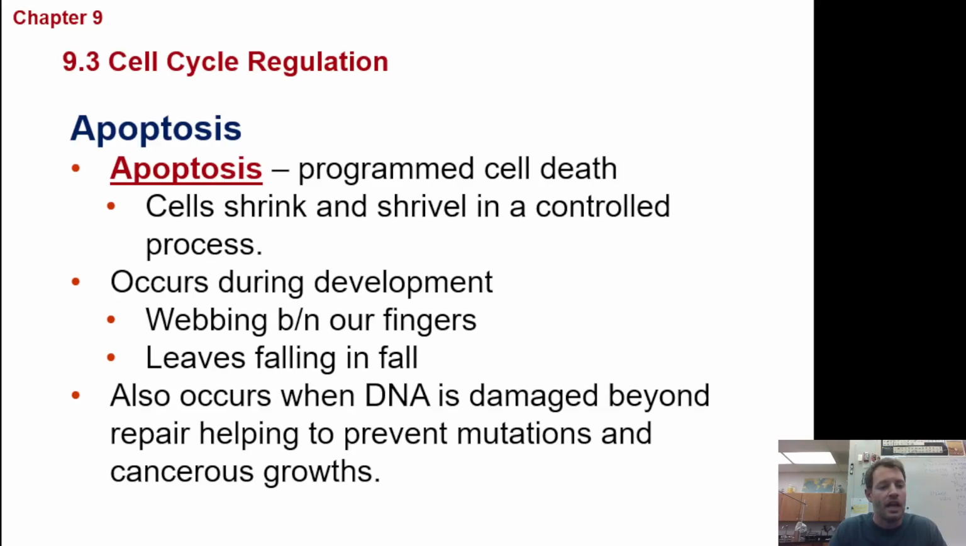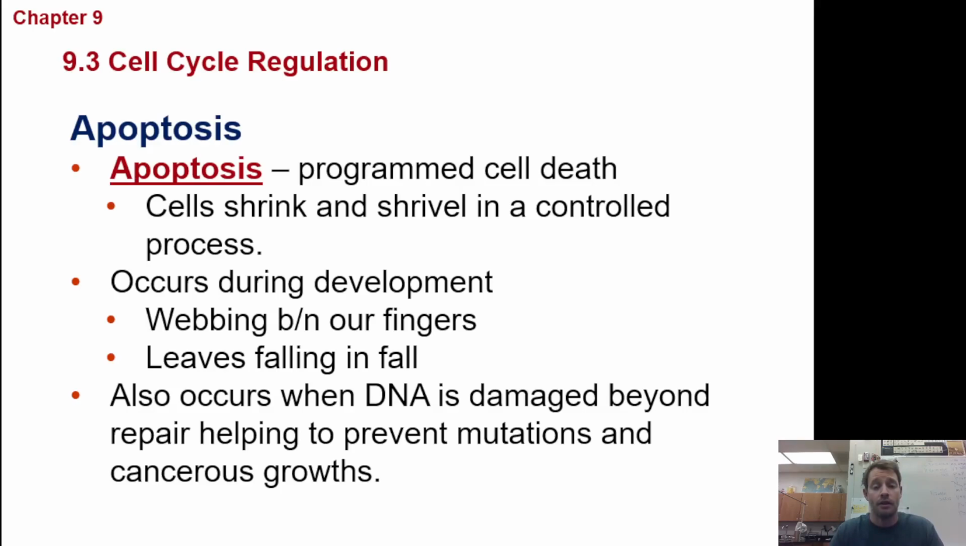A little bit on apoptosis. We looked at apoptosis on the p53 gene slide. Well, apoptosis is programmed cell death. What happens is the cells shrink and shrivel in a controlled process. This naturally occurs. This is a mechanism during embryonic development. For example, when the digits of your hand are forming, there's webbing between them as the fingers form. That webbing then goes away through the process of apoptosis. So apoptosis is not necessarily a bad thing, but it's a mechanism for development as well.